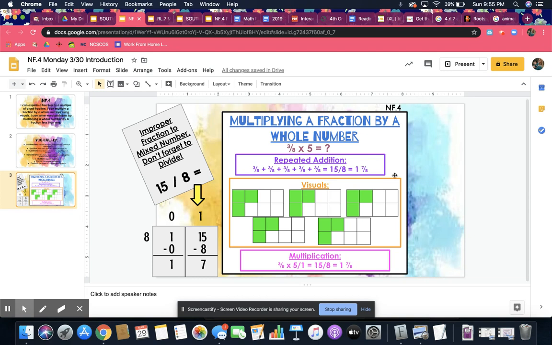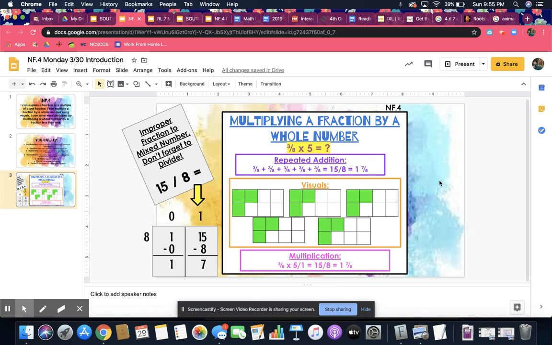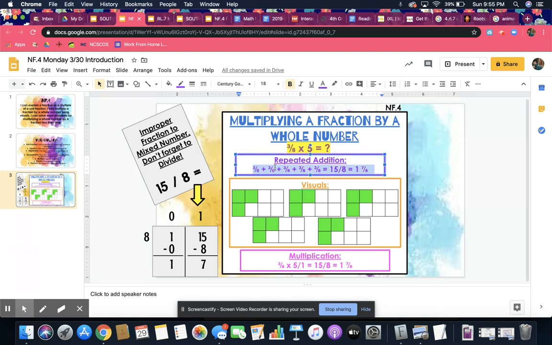So I made this anchor chart. I want you to look at it. There are a couple different ways that you can multiply a fraction by a whole number. So your equation you see right here, 3/8 times 5. That is what we are trying to find. There are 3 different ways that you can do this. First, you can do repeated addition. Now I wrote the equation 3/8 plus 3/8 plus 3/8 plus 3/8 plus 3/8. Because remember, repeated addition just means that we are multiplying this fraction by 5, so we are adding 3/8 5 times. That gives us 15/8.